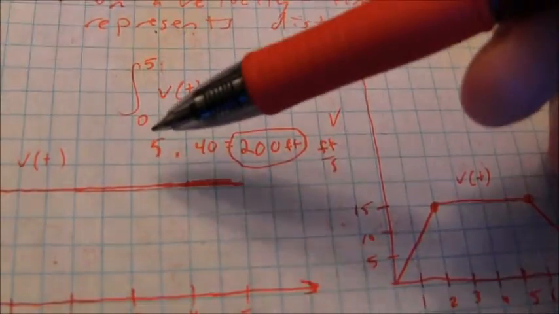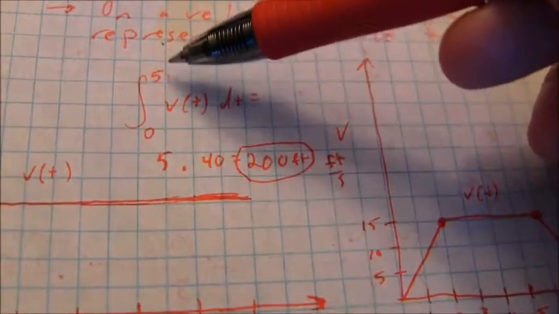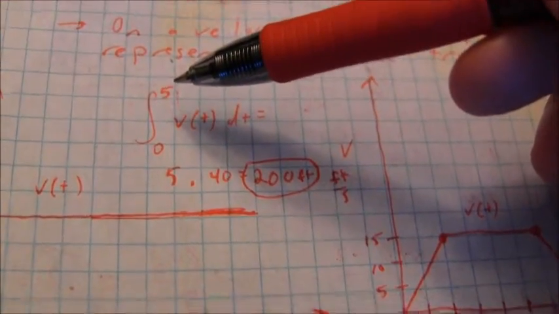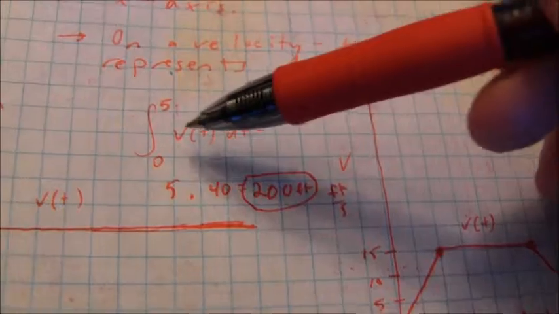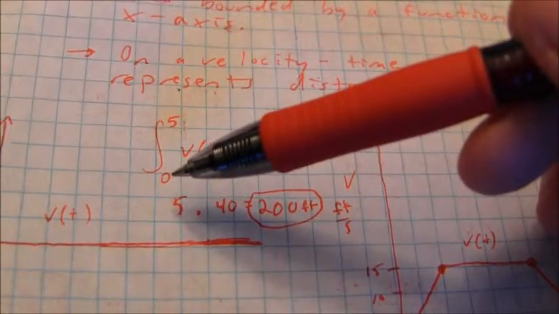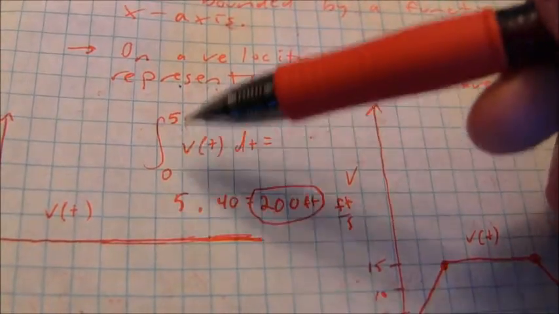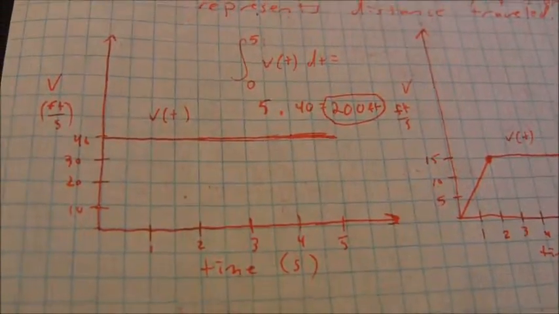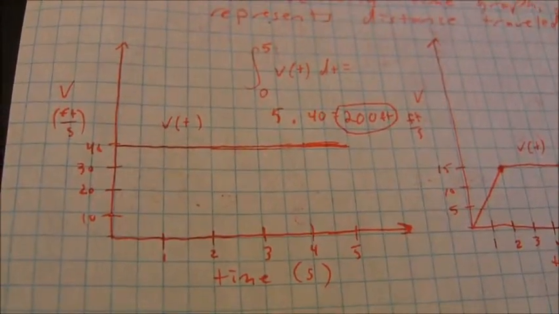In symbols, the area under that curve between 0 and 5 seconds can be written as an integral. The integral symbol is really just a big S. It just means the sum of those blocks under the curve. So we'd say basically the area under the curve between 0 and 5 of function v in this graph right here. That's what those symbols mean.